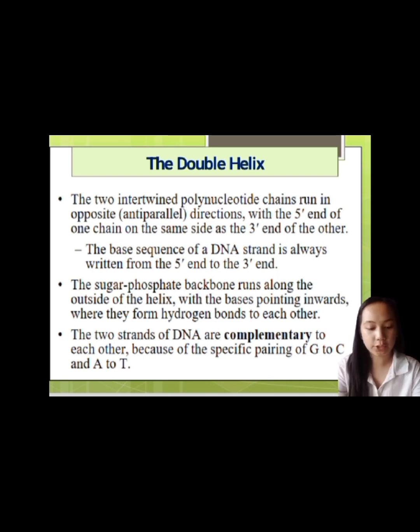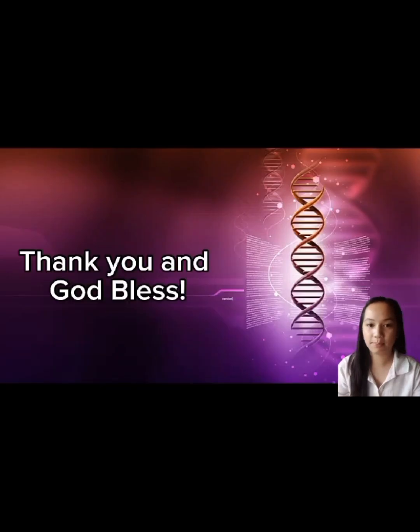So, in conclusion, this depicts the double helix structure of DNA, which is essential for carrying genetic information. And that's all for my report.